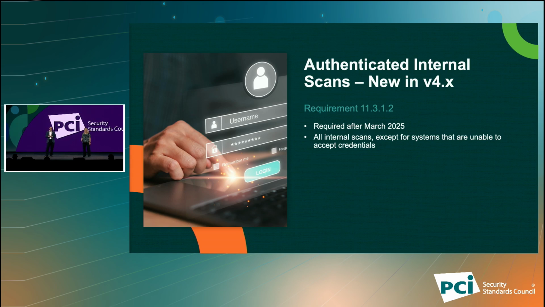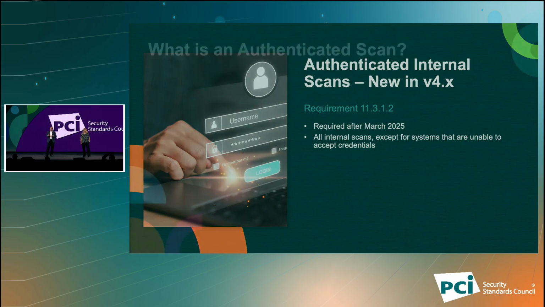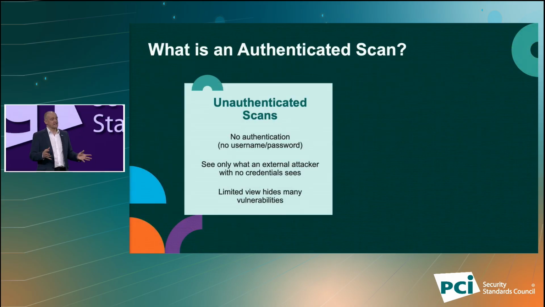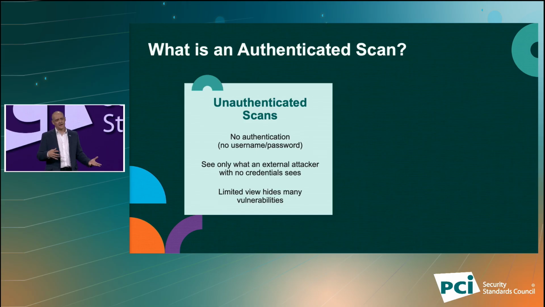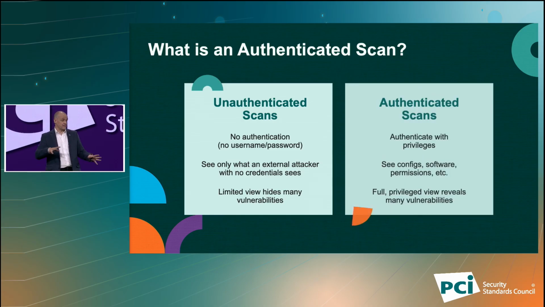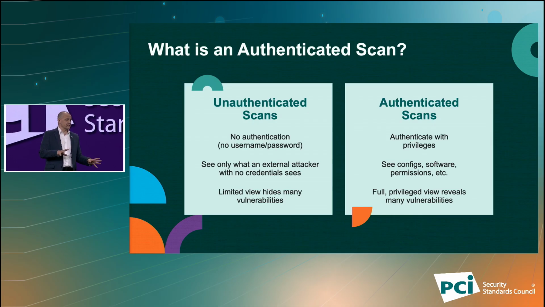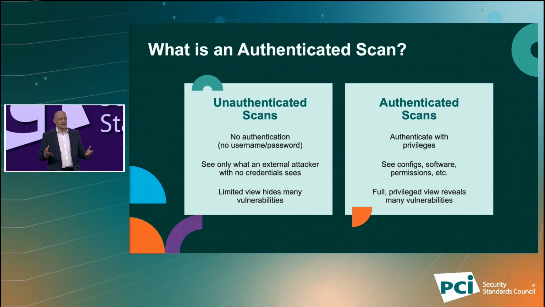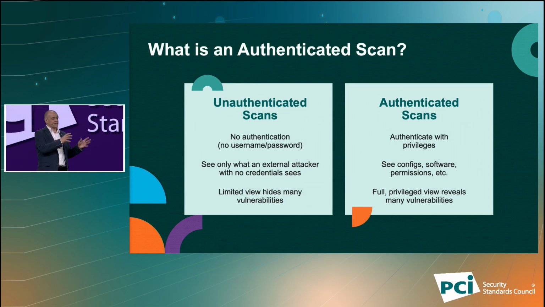So let's have a quick look at the two differences here. In a quick comparison, unauthenticated scans are where there's no username or password going into those scans, and it's really what an external attacker might see without any kind of user credentials. On the flip side, authenticated scans have additional privileges, and you can see much deeper into the systems. So you can see the configurations, the default passwords, missing patches, and hidden exposures. The authenticated scans are closing that gap that the unauthenticated scans often leave.